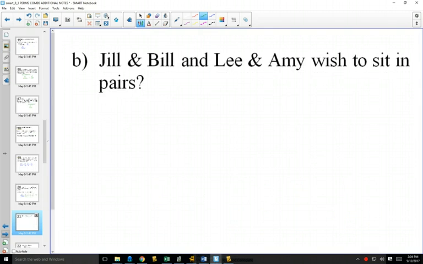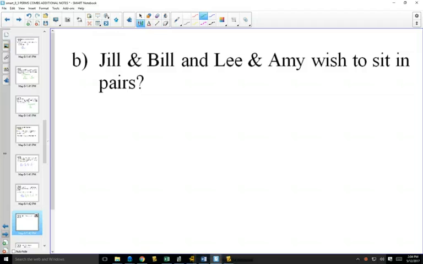Part B. Poor Tom. So next week, don't worry, Tom gets his revenge in part C. Next week, they come to the park bench. Jill and Bill still want to sit together. And now Lee and Amy also want to sit together. So now we're gluing Jill and Bill together, and Lee and Amy, and then Tom's left.